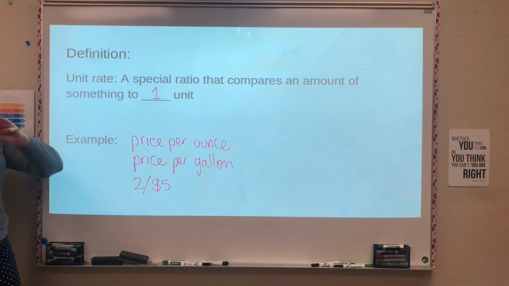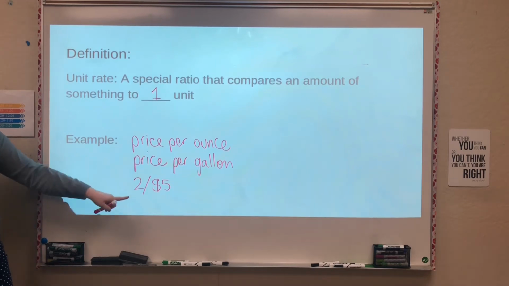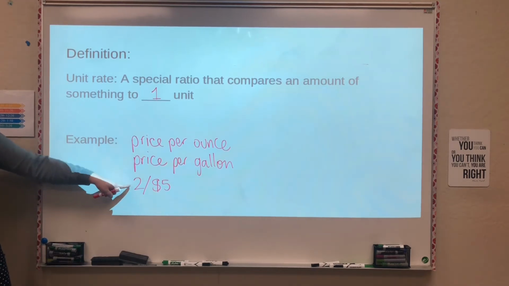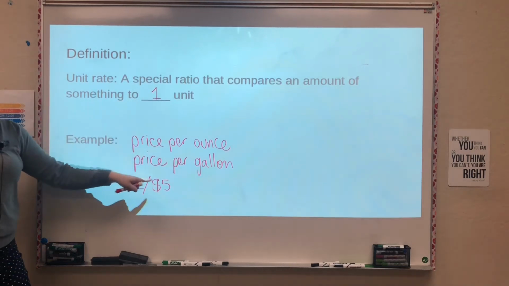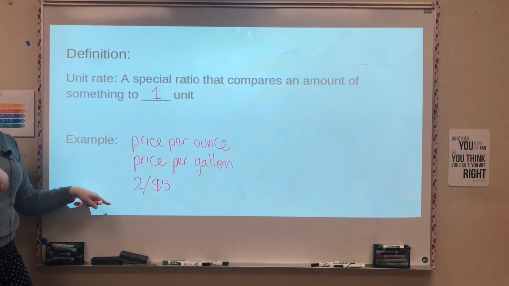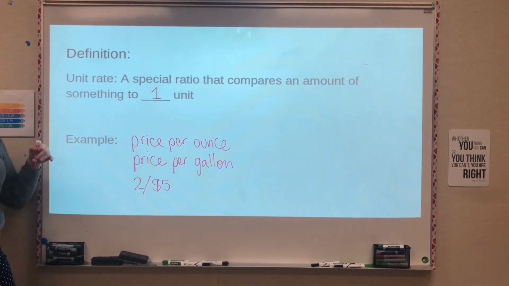If I see a sign that says 2 for $5, each one will be like $2.50. But that's not what this says, though. I see what you're doing. Is this right here a unit rate? What did we say a unit rate is? A unit of one. Are we saying 2 for $1 or 1 for $5? There's no 1 in that ratio.